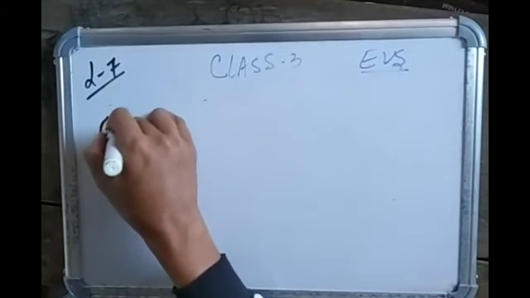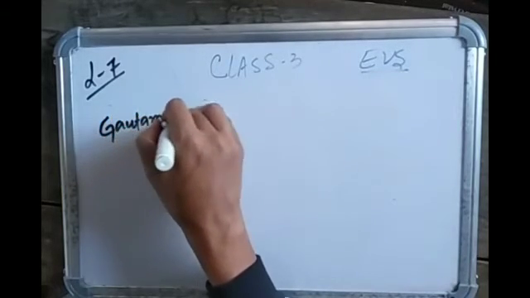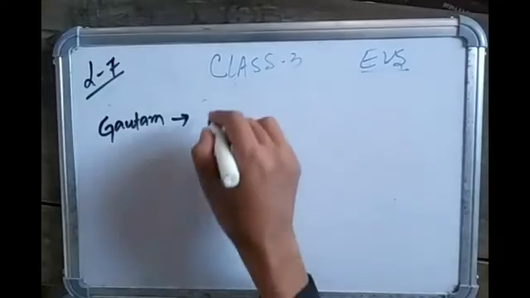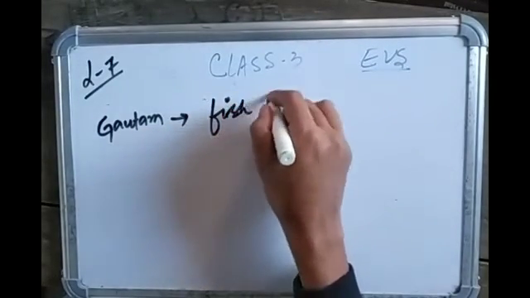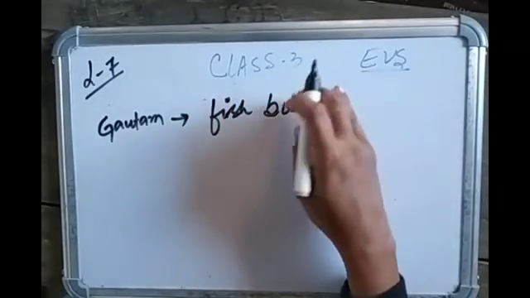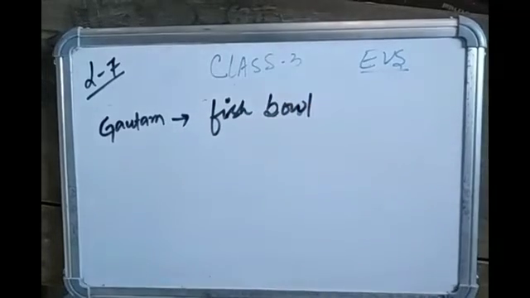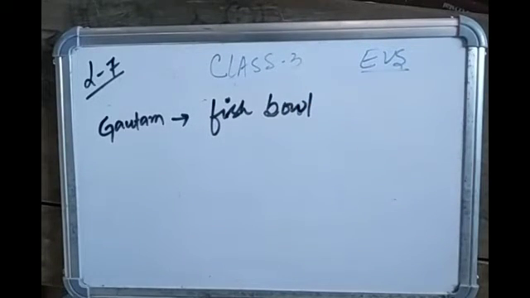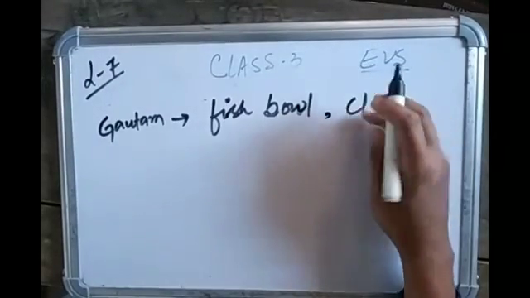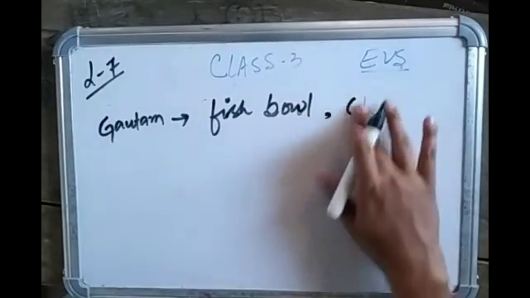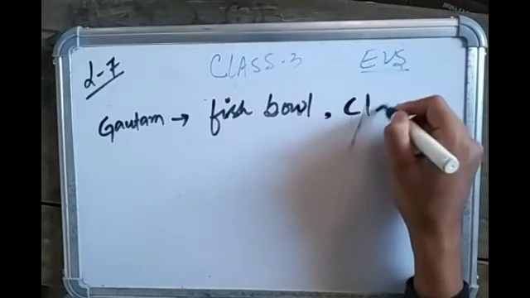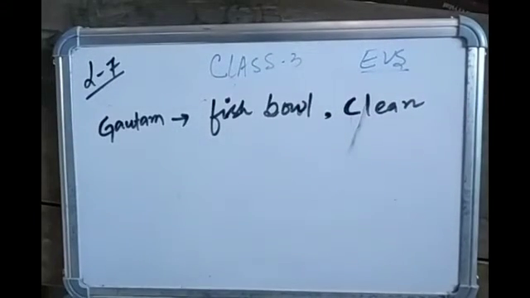Gautam has a fish bowl. He has many fish in it. Gautam loves them. He regularly cleans the bowl and fills it with fresh water. He also drops fish food into the bowl at regular intervals.